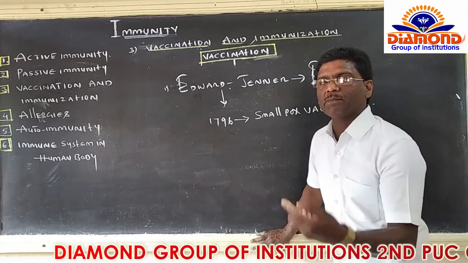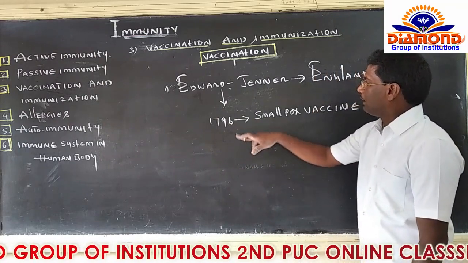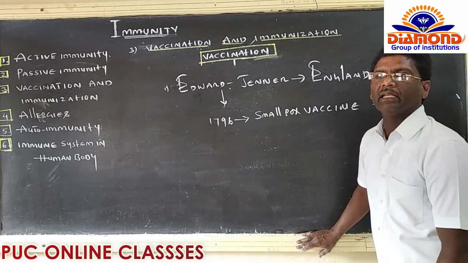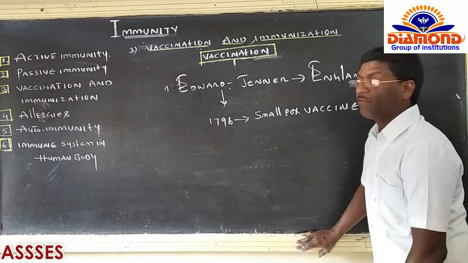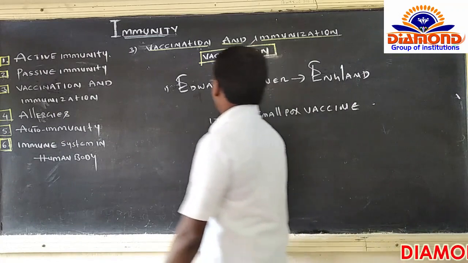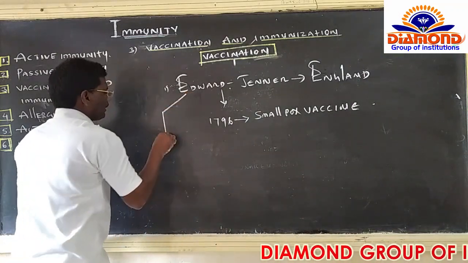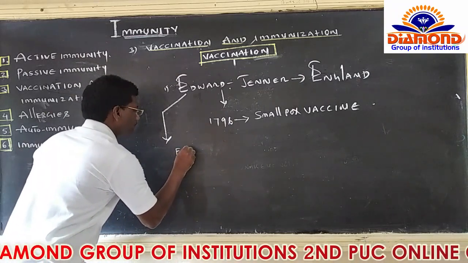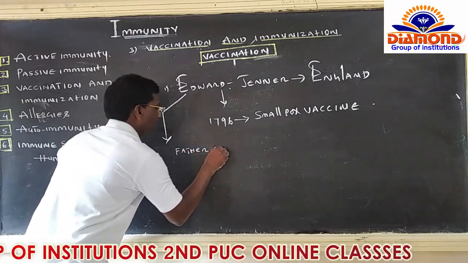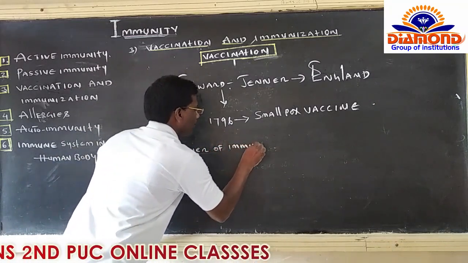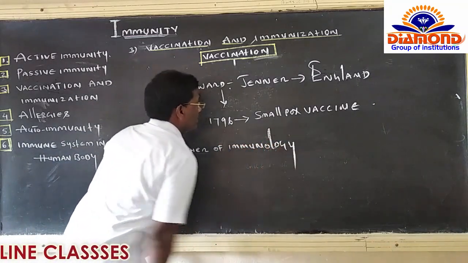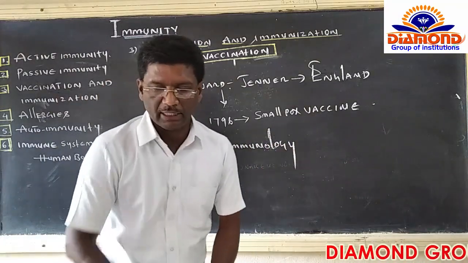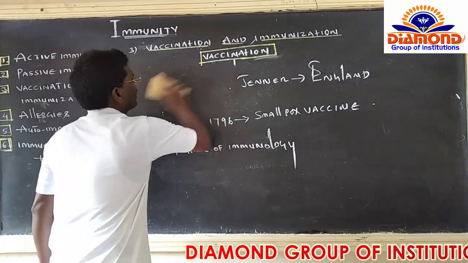So regarding smallpox disease, Edward Jenner did lots of research. In the year 1796, he discovered a great vaccine which works against the smallpox virus. Right. That's why Edward Jenner is honored with the title Father of Immunology. Yes, that is the brief history regarding vaccination and Edward Jenner. Right. That is the end of vaccination.